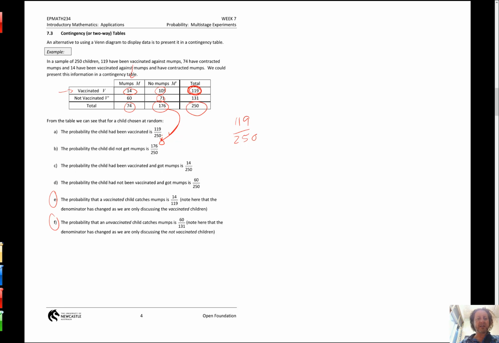The probability the child had been vaccinated and did get mumps, well, choose one child at random that had been vaccinated here and they did get mumps, which is here. Well, that's my 14 out of my 250. So hopefully that makes sense. Let's get rid of some scribble.